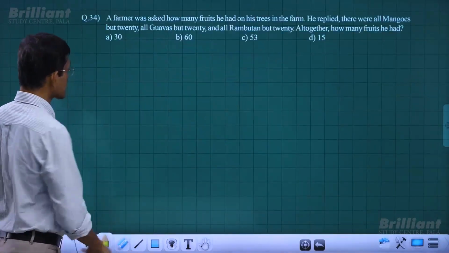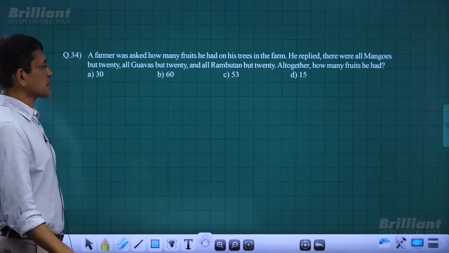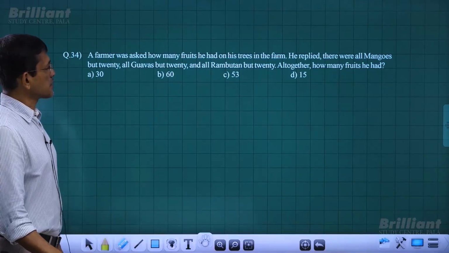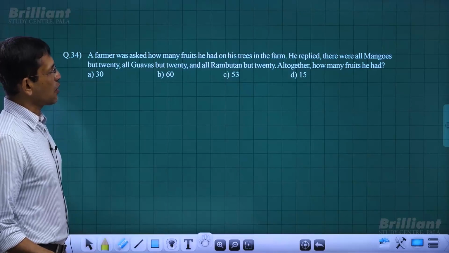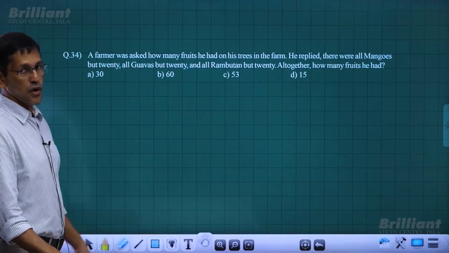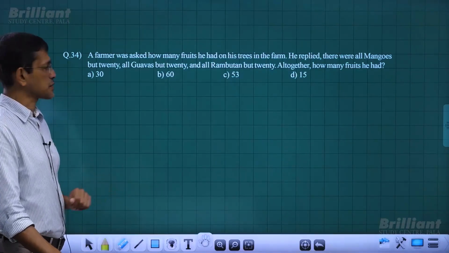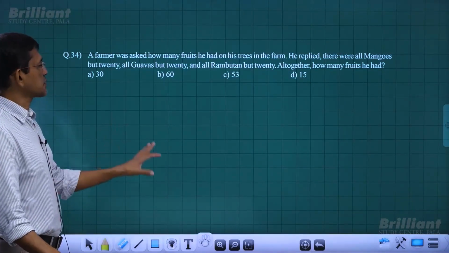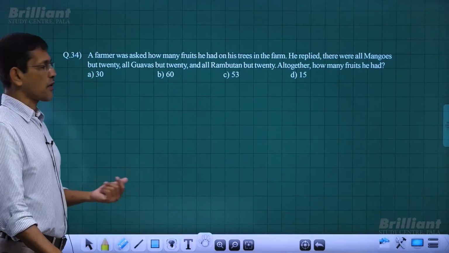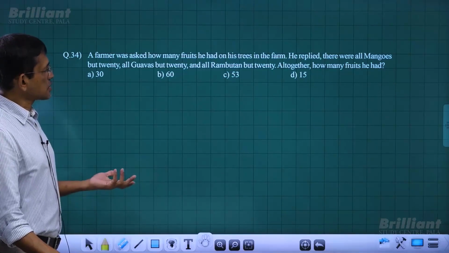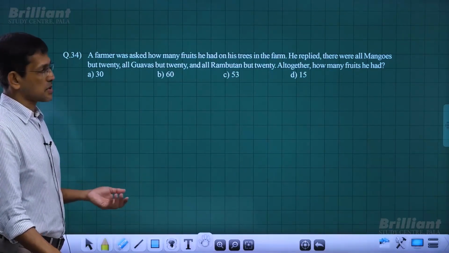Right, next one. Question number 34. A farmer was asked how many fruits he had on his trees in the farm. He replied, there were all mangoes but 20. All mangoes but 20. That means 20 of them are not mangoes. All guavas but 20. But that means 20 are not guavas. And all rambutan but 20. That means all of them are rambutan but 20 of them are not rambutan.